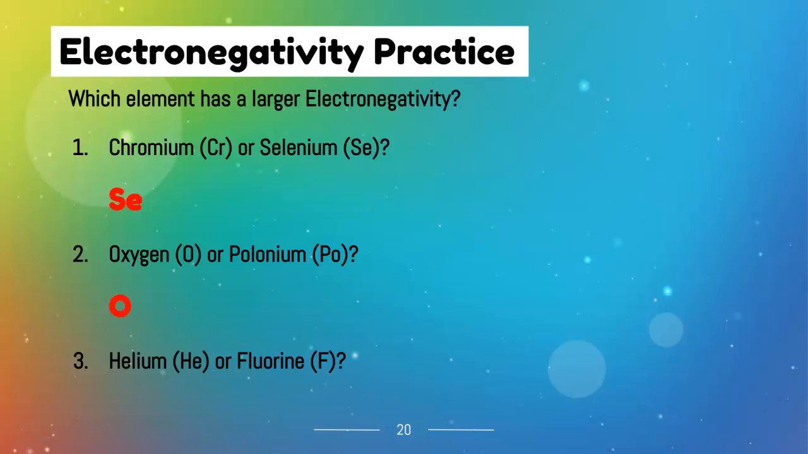Helium or fluorine? That's a trick question. Helium is one of our noble gases. It doesn't want to gain any electrons at all. In fact, fluorine is actually your most electronegative element on the entire periodic table.